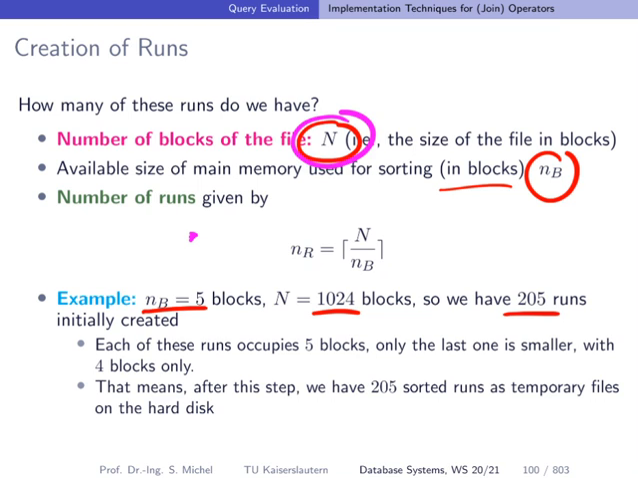How big is each run? Each of these initial runs is 5 blocks big. Only the last one, because the division is not going off perfectly, so we make use of the ceiling. So the last block is a bit smaller, it's 4 blocks only. So if we have these 205 runs now, these are 205 files on hard disk. And now, after we created these runs, the merge phase can start.